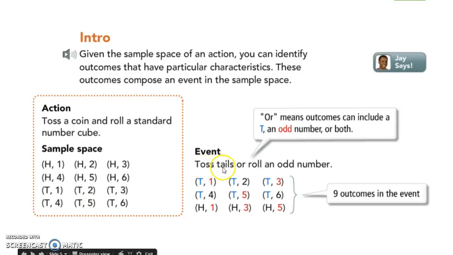The event of toss tails or roll an odd number means that it's going to either be a T or an odd number, or it might be both. We would select all of those choices from our sample space that have either a T, so all 6 of these, or an odd number. So then I would add in the 1, the 3, and the 5. Okay, so there's 9 outcomes in the event of getting tails or an odd.